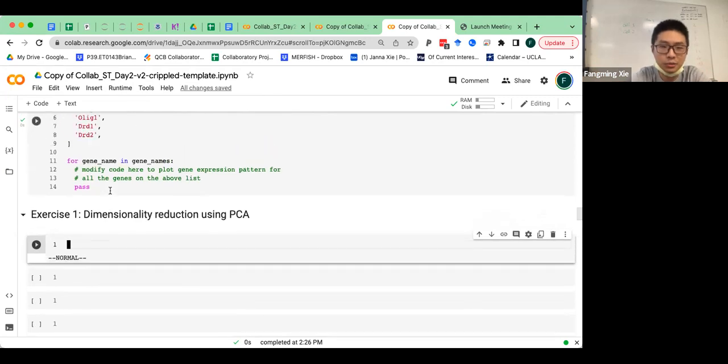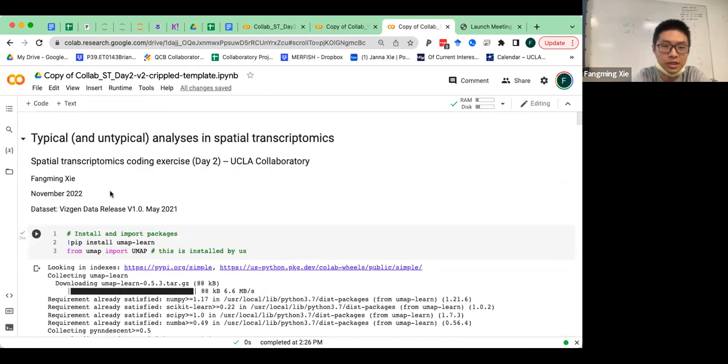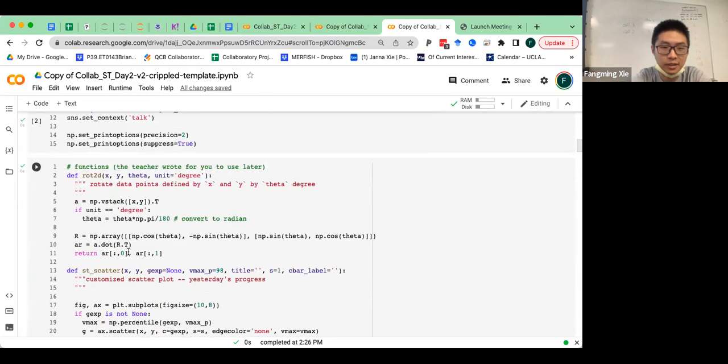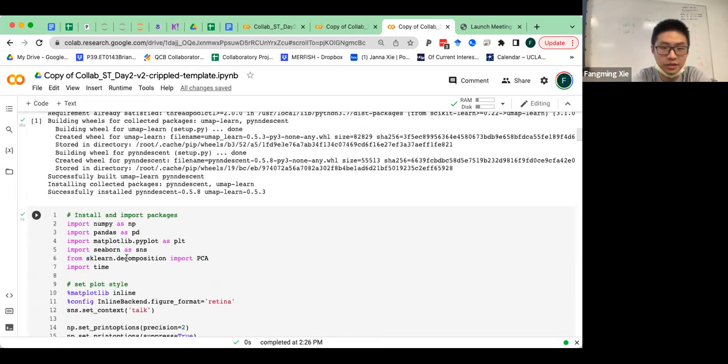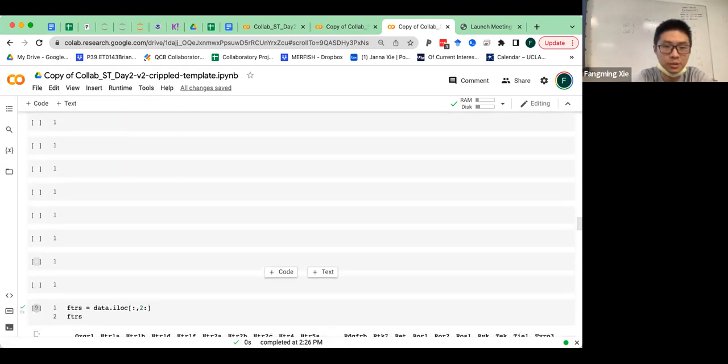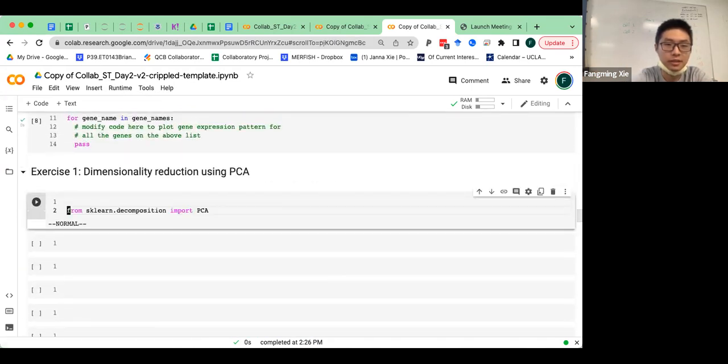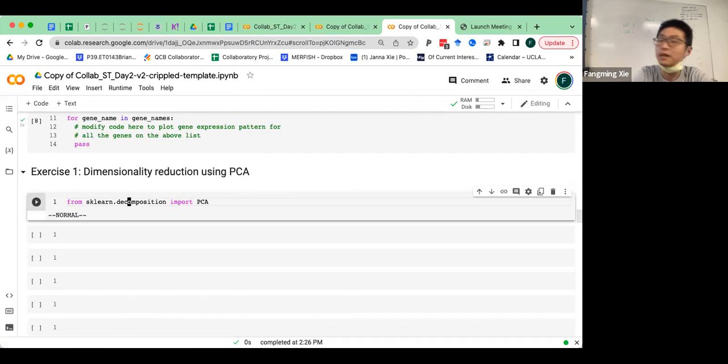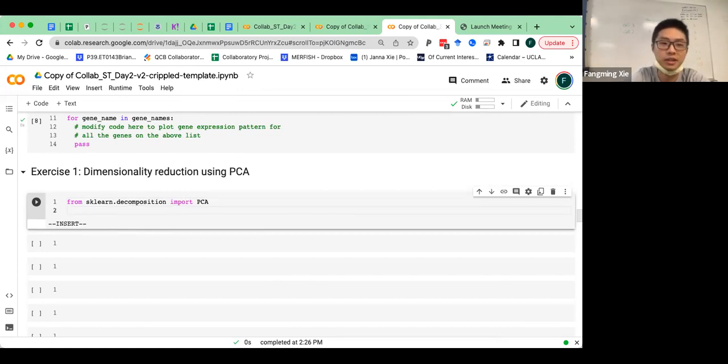The package we are going to use, which I already included here in the first few lines, let me copy it over so you can see. It's called sklearn. Sklearn is a package for a lot of machine learning related tools. And specifically, we want sklearn.decomposition PCA. So PCA is the thing we want to use.